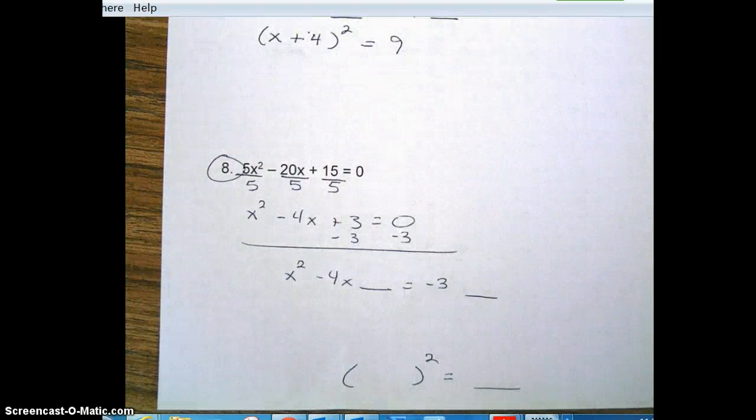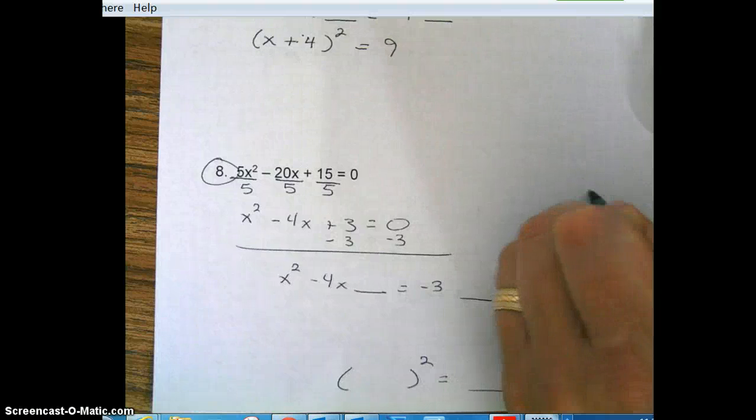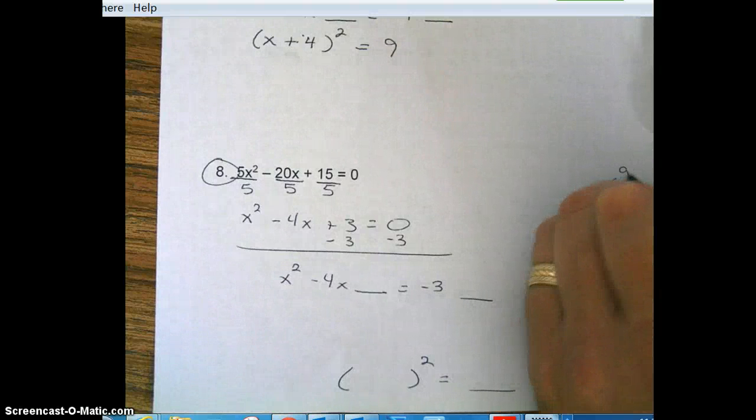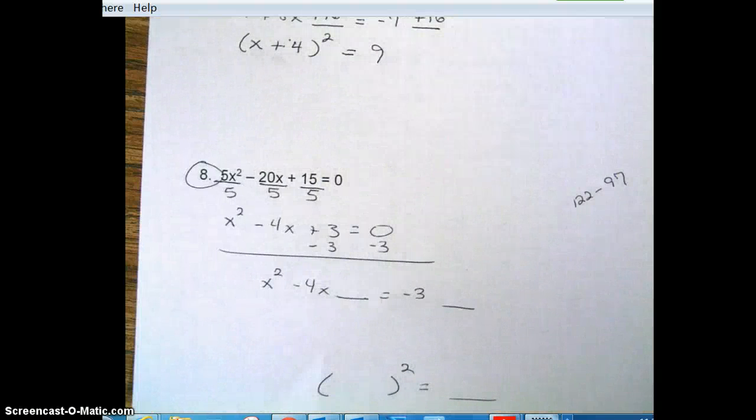Hope the Spurs are beating the Clippers 122 to 97. That's my prediction.